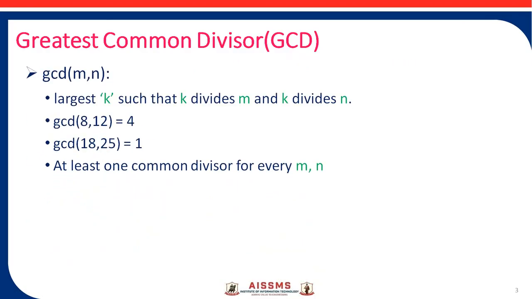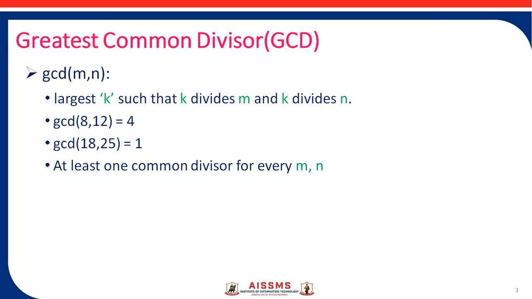Here we will discuss a very common mathematical problem that is going to be solved by using a computer. This is called finding the GCD of two numbers M and N, called the greatest common divisor. So we have to find the largest K value such that K divides both numbers M and N.